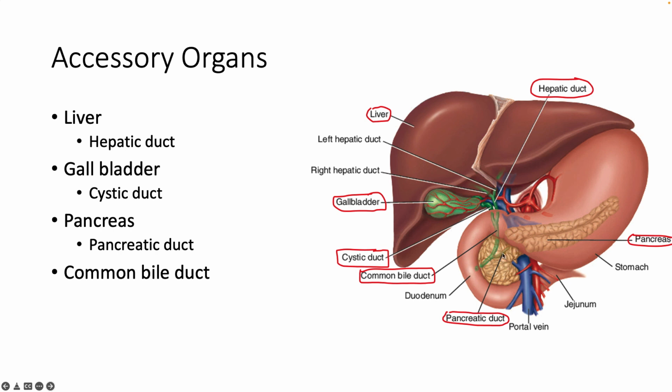So we have our pancreas with its own pancreatic duct. We have a gallbladder with its cystic duct. And we have a liver with its liver duct, hepatic duct.